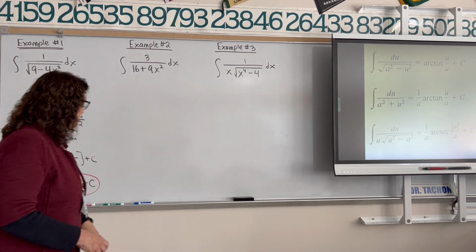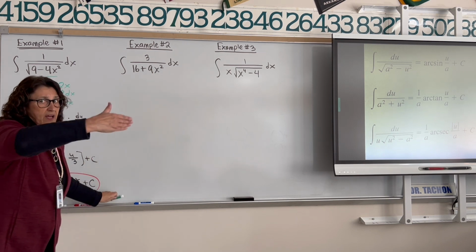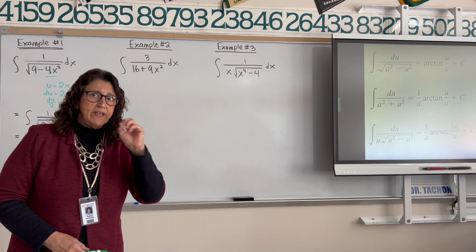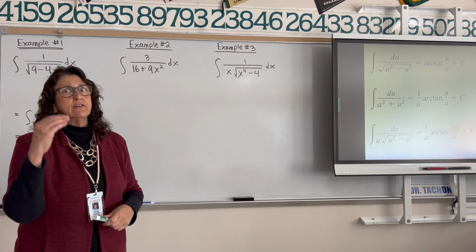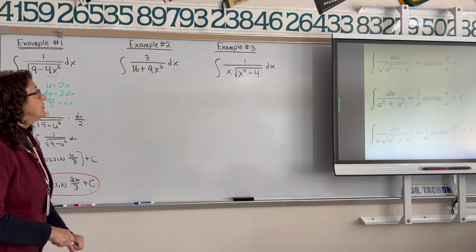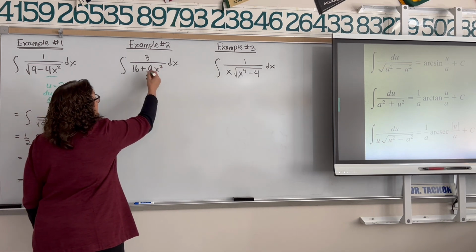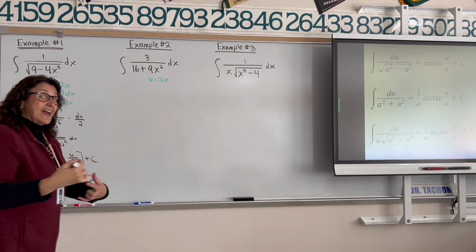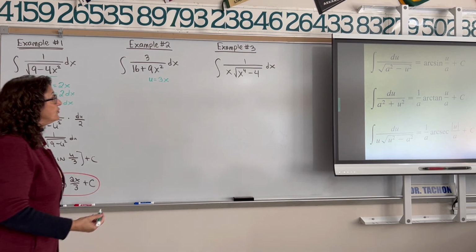So as with a lot of integration problems you're going to do in Calculus 1 class, you first want to identify what is u. With inverse trig, go find the u squared. Where is the u squared in the integrand? Here's our u squared, 9x squared, so u is the square root of that. What is the square root of 9x squared? It's 3x. So u is going to be 3x.